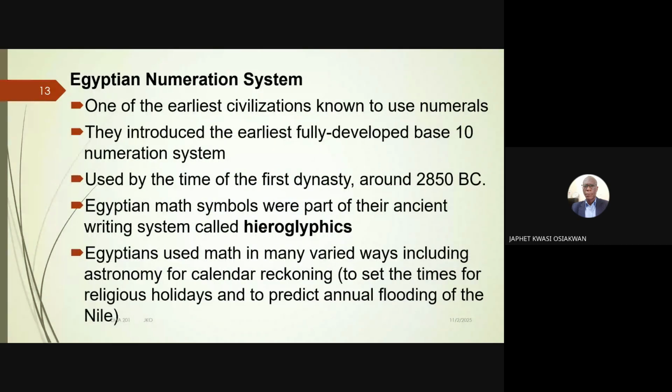Okay, so let's start with the Egyptian numeration system. One of the earliest civilizations known to have used numerals is the Egyptians. They introduced the earliest fully developed base 10 numeration system. They use base 10, and they refer to their symbols as hieroglyphics. Egyptians used math in many fields. They used it in checking the dates, checking the calendar, and so on and so forth. So that is the Egyptians. Don't forget hieroglyphics. Their symbols were referred to as hieroglyphics.